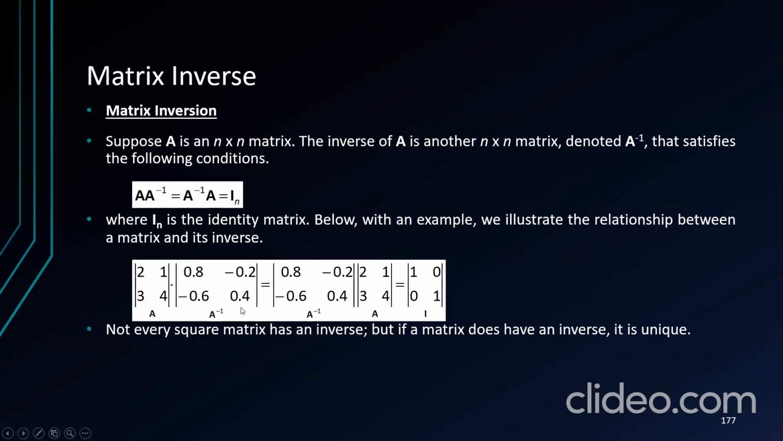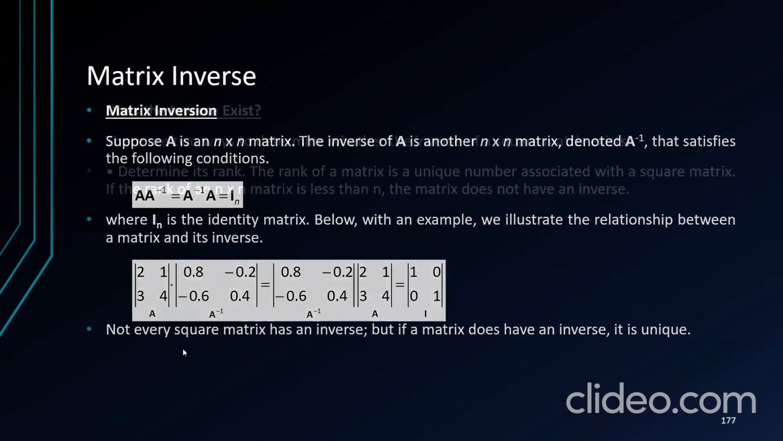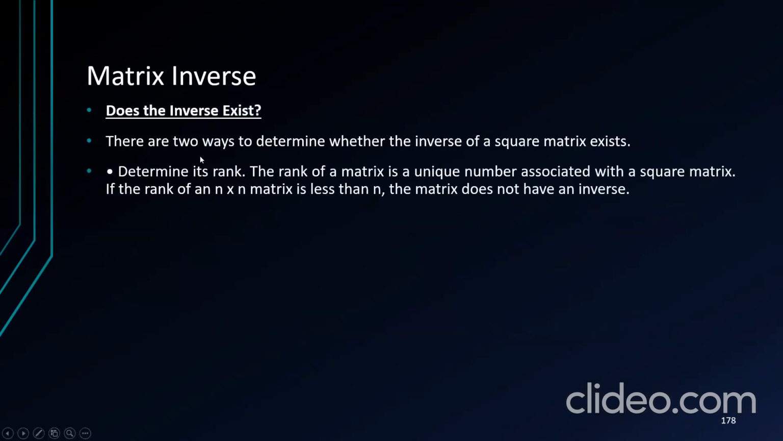Yan. Hindi ito 1 over 2 is 0.8. Hindi yan. So does the inverse exist? There are two ways to determine whether the inverse of a square matrix exists. Determine its rank. The rank of a matrix is a unique number associated with the square matrix. If the rank of an n by n matrix is less than n, the matrix does not have an inverse.